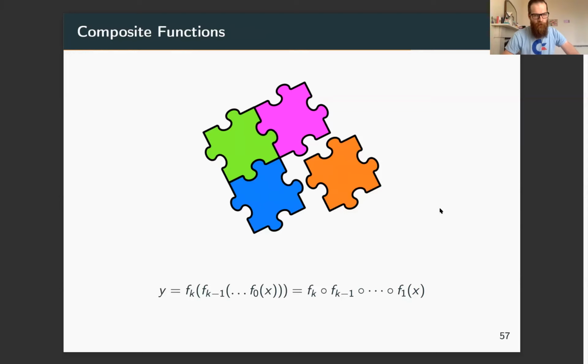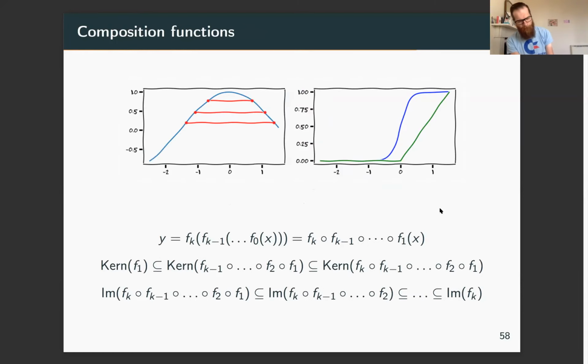Okay, so how does everything I've talked about in terms of assumptions relate to composite functions? The first thing that we will know about composite functions is that a characteristic of a function is its kernel and its image. The kernel is the number of values in the input that maps to the same value in the output. And the image of a function is all the values that the output contains.